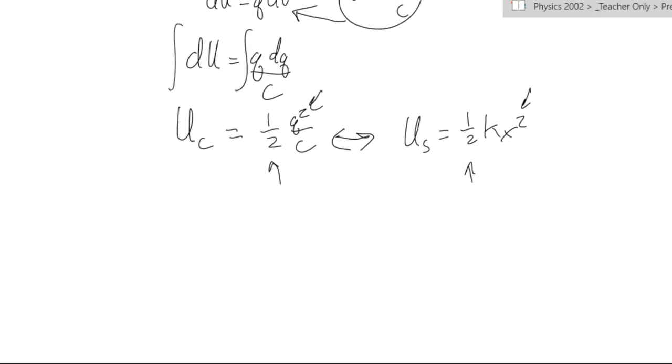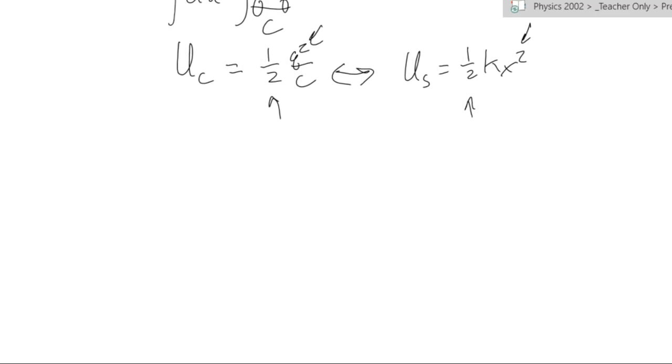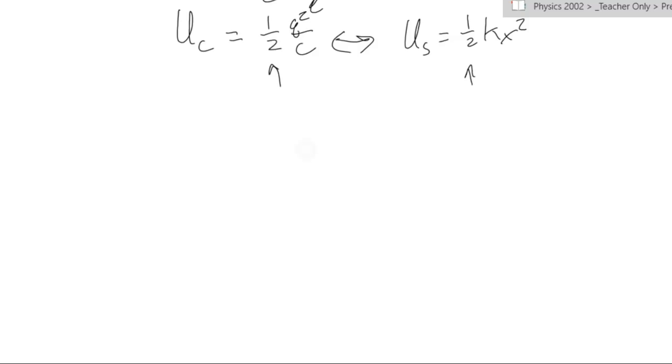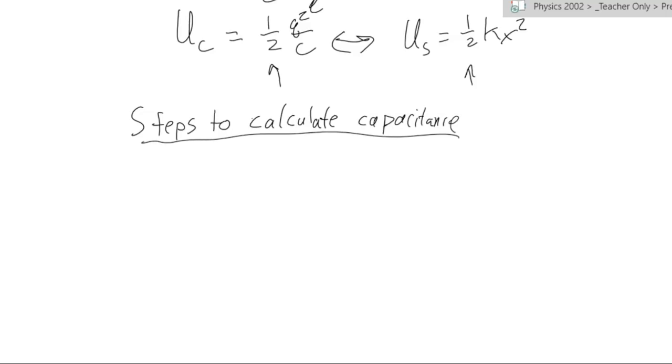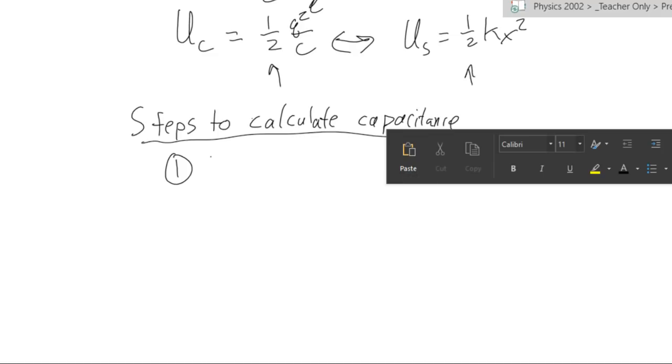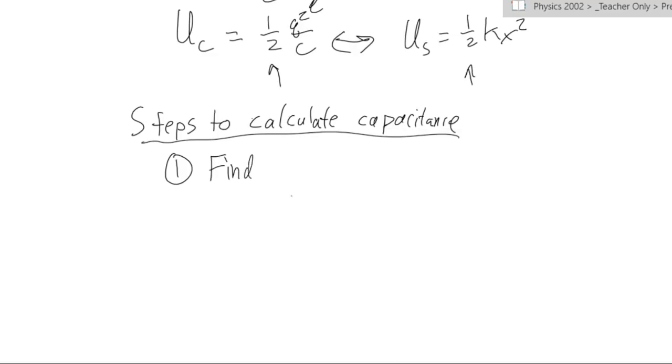Now, the next thing that we can do is actually calculate what the capacitance is for a particular set of conducting surfaces. In order to do that, let's lay out a framework that we can use for any type of problem where we have to calculate the capacitance. So these are going to be steps to calculate capacitance. The first step is to find the electric field.